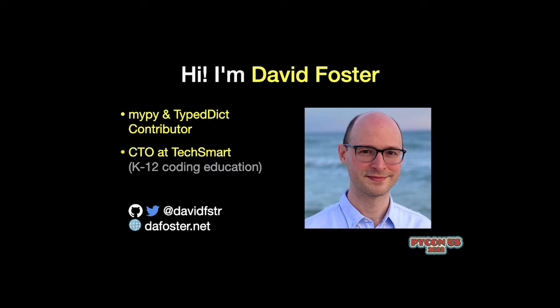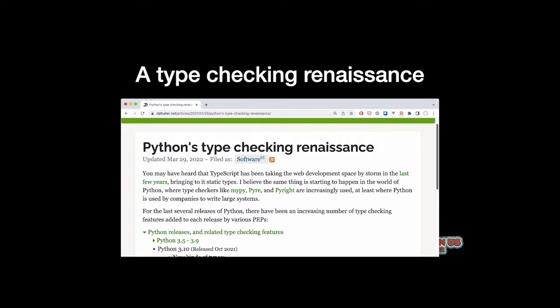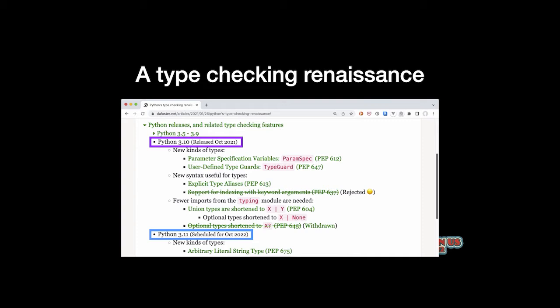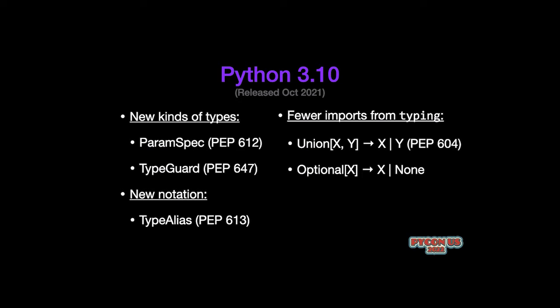So just last year, in early 2021, I wrote an article proclaiming that Python was in the middle of a type-checking renaissance, because we've had so many PEPs recently that are introducing new typing-related features. And this year, 2022, it's no exception to that. So, as mentioned, I am hoping in this talk to go through some of the specific features that are in both the current version of Python and the new version, Python 3.11, that will be released later this year. So let's talk about where we are right now with Python 3.10.